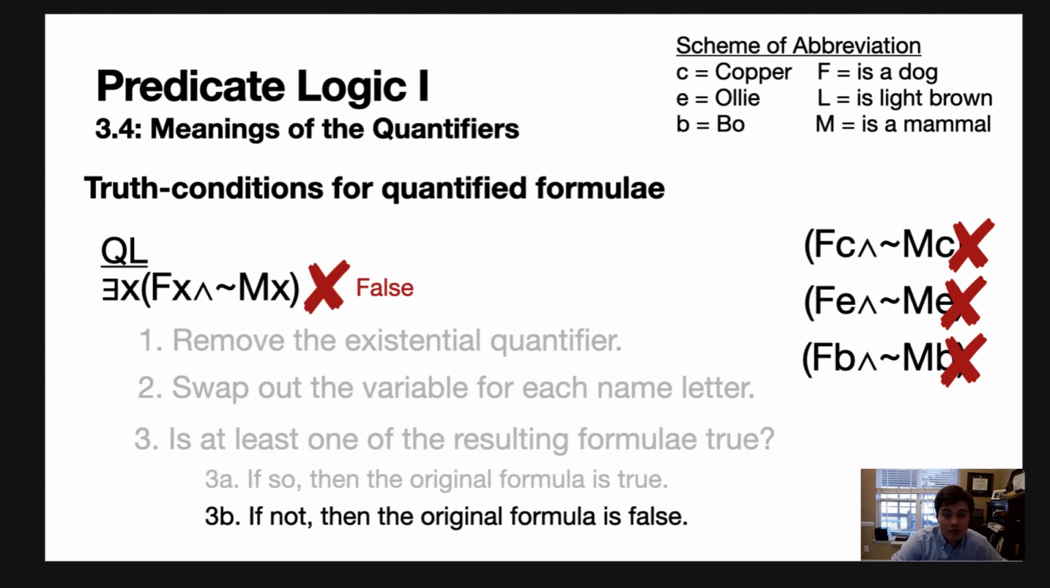And what that means is that when every possible substitution instance of that conjunction, every way of swapping in name letters for variables, is false, then and only then can you conclude that the existentially quantified version is false.